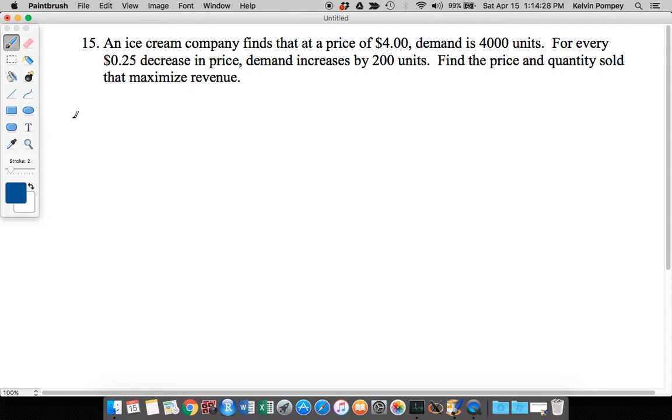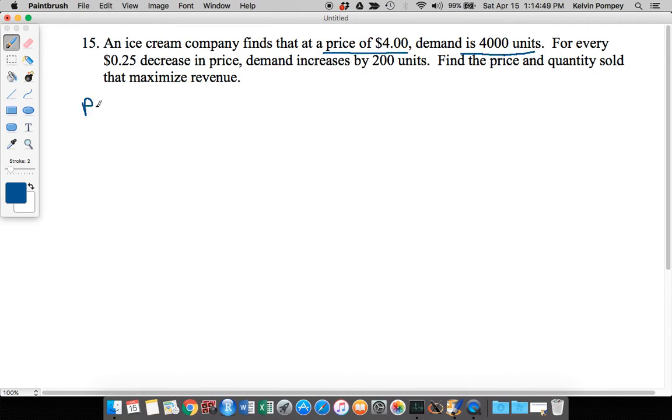They're telling us demand, right? We studied our demand function. Remember, our demand gives us the quantity of items that we can sell at a certain price, right? And so when they're telling us that we have a price of $4, our demand is 4,000 units.